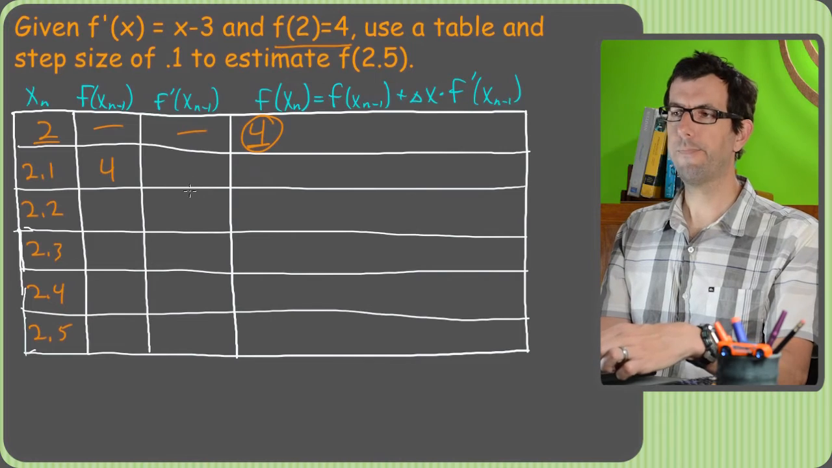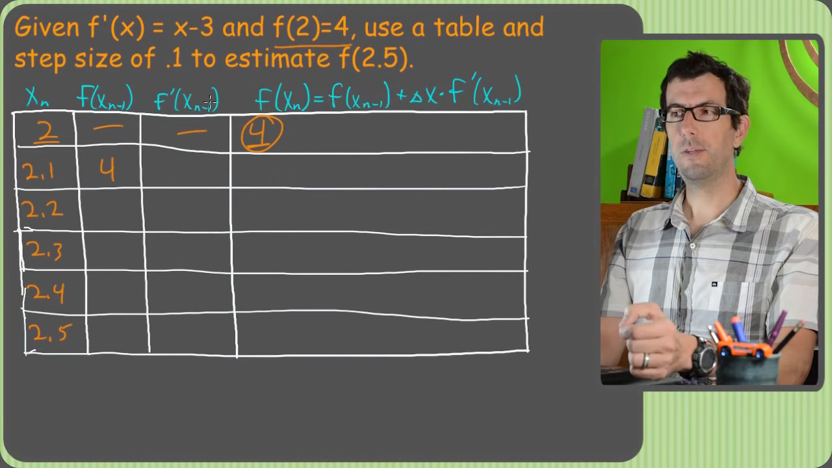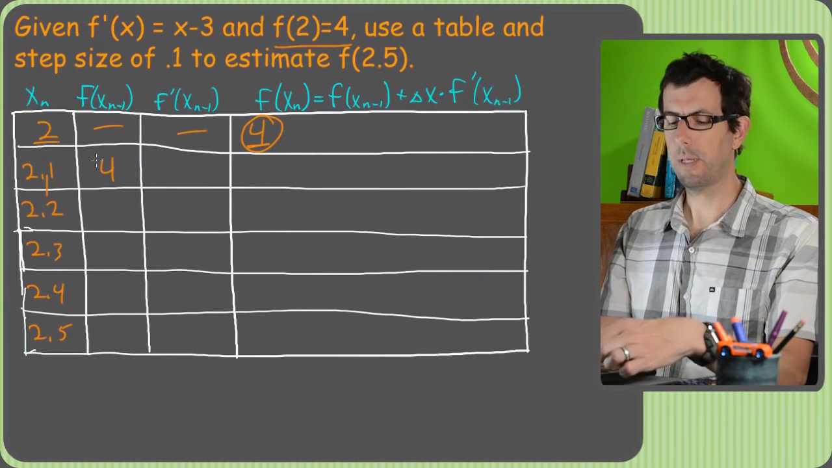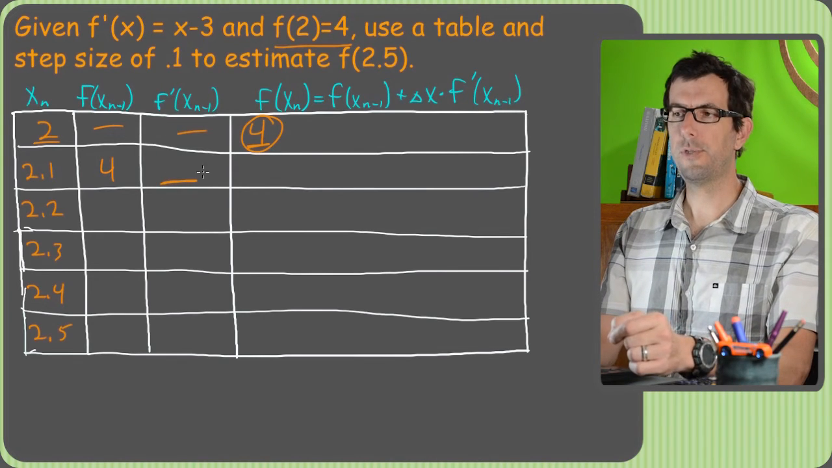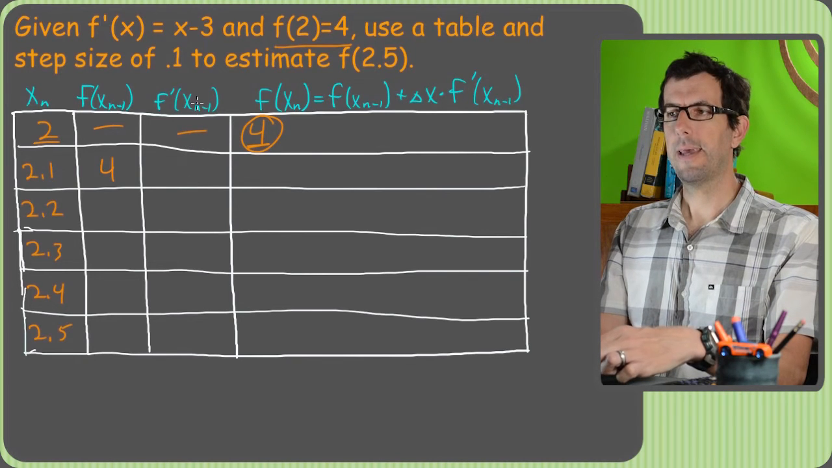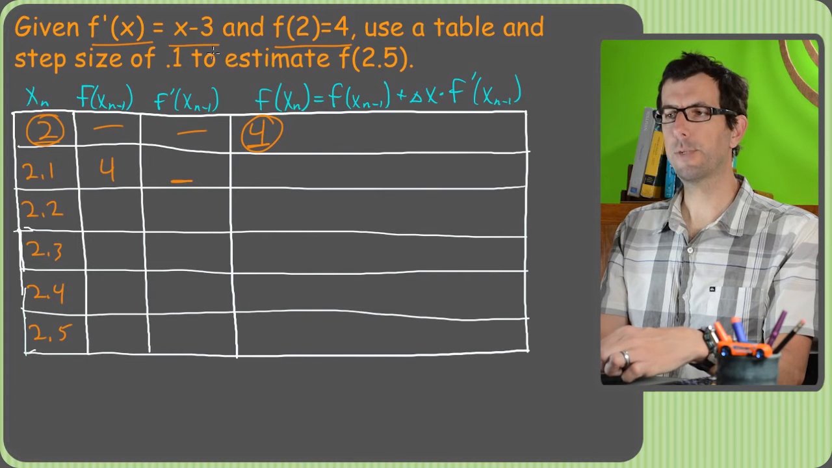What could I do ahead of time? Oh, what about f prime of x n minus 1? We could do that ahead of time because that's only based on the x values, and we know the x values already. So what's this cell going to contain? It's going to be f prime of x n minus 1, the previous one. That means we take this x, plug it into f prime, and put a number right here. So what's that going to be? If you take 2 and plug it into this equation, you get 2 minus 3, which is negative 1.